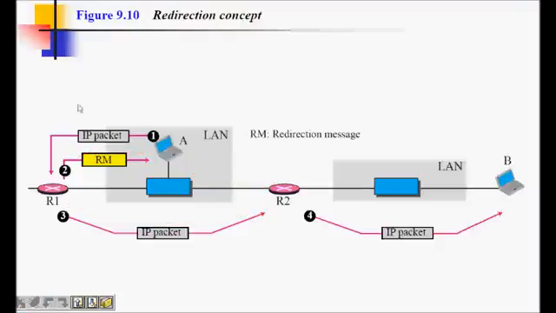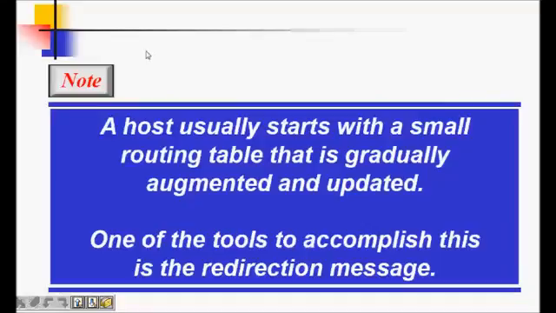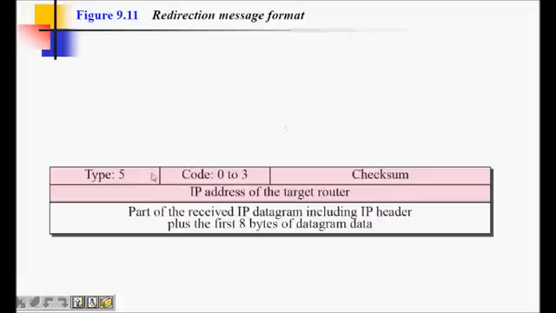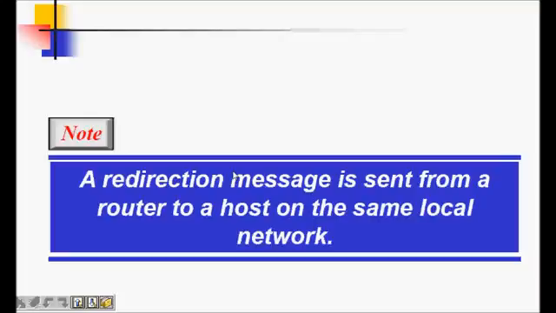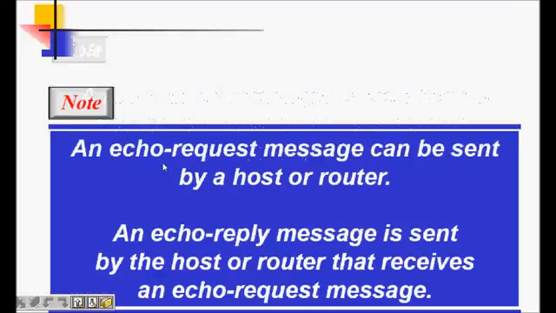So this is good for filling out the routing table. A host usually starts with a small routing table, and gradually it is augmented and updated by these redirection messages. Its type is 5 and the code can be 0 to 3. So the redirection message can be generated in many different ways. A redirection message is sent from a router to a host on the same network, because initially only you will be sending to the wrong router.